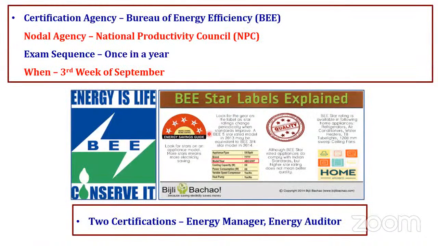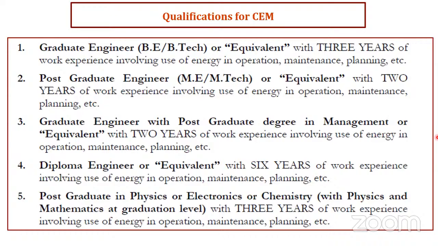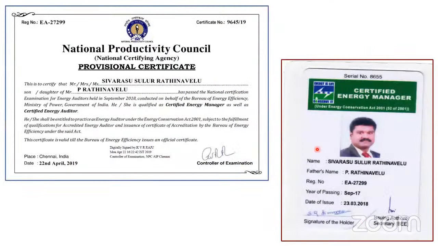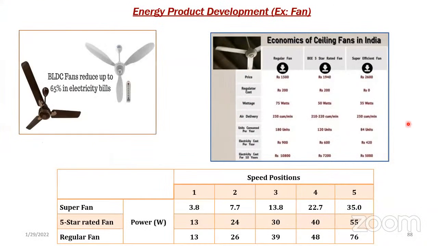Okay, now this is the certification process. BEE will conduct the NPC once in a year, in the 3rd week of September, for certification. I told you this, it is repeating again. This is my certification. This is my ID card, energy manager ID card. This is the certified energy manager and certified energy auditor certificate.